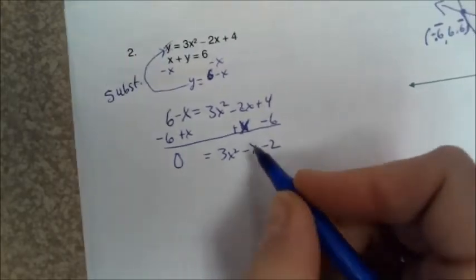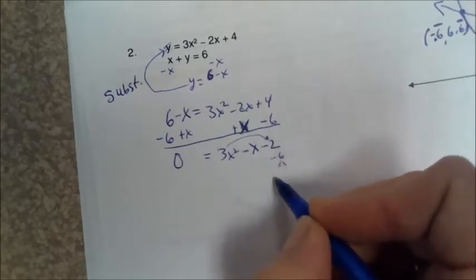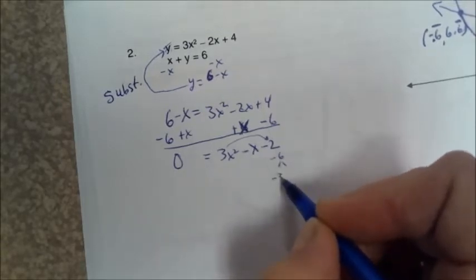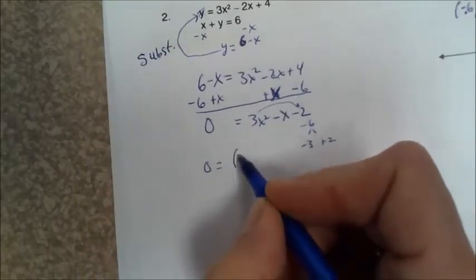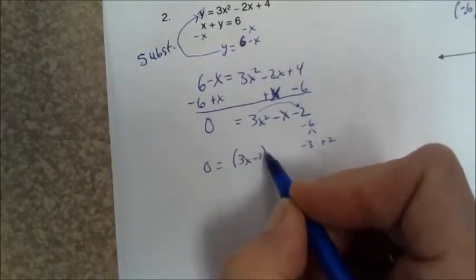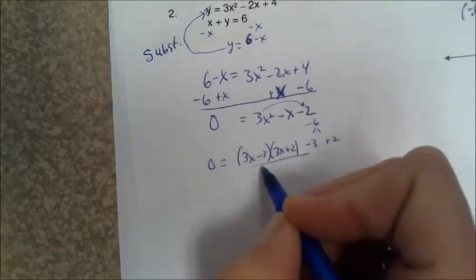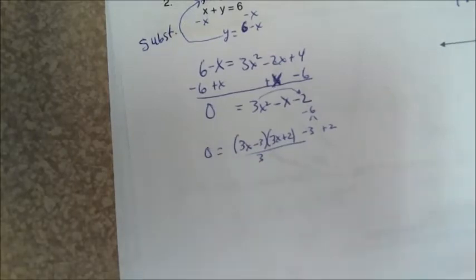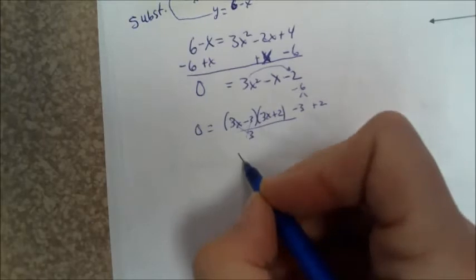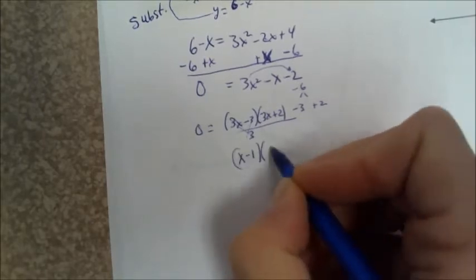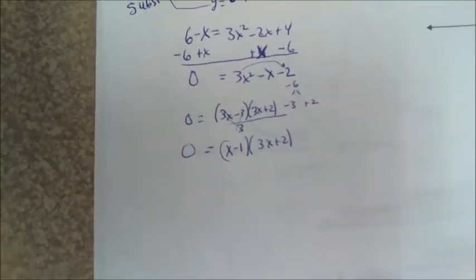negative 2. Well, this is factor in, factor out, so the factors of negative 6 that add up to negative 1, what are they? Minus 3 plus 2. So factor in, factor out says I have 3x minus 3, 3x plus 2 from those, and divide the whole thing out by 3. So this is the one that's going to be reduced down. So this says x minus 1 times 3x plus 2 equals 0.